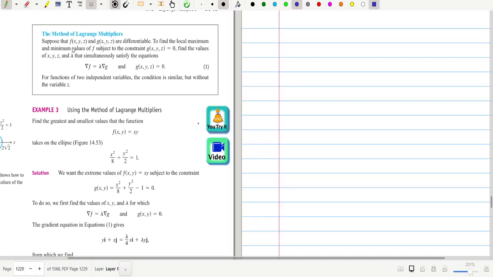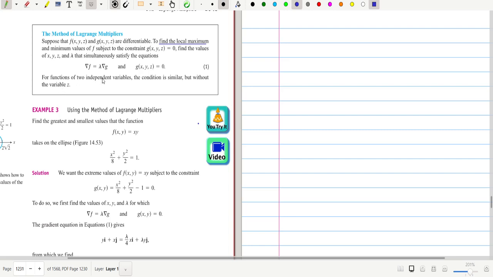Hi all. Today we discuss the last session of module 2, the method of Lagrange multipliers. This theorem states that to find the local maximum and minimum values of f subject to some constraint g of x, y, z equal to 0, find the values of x, y, z and lambda that simultaneously satisfy the equations: gradient f is equal to lambda times gradient g, and g of x, y, z equal to 0.